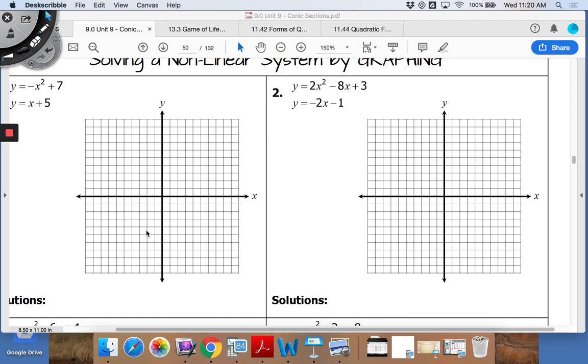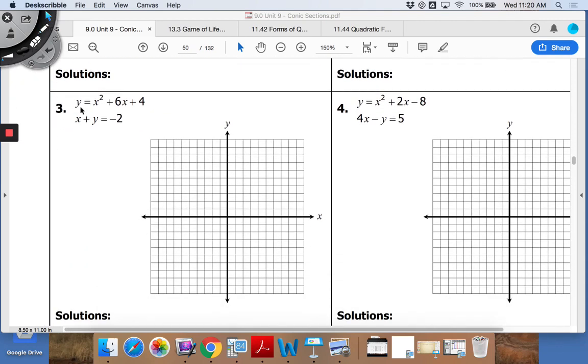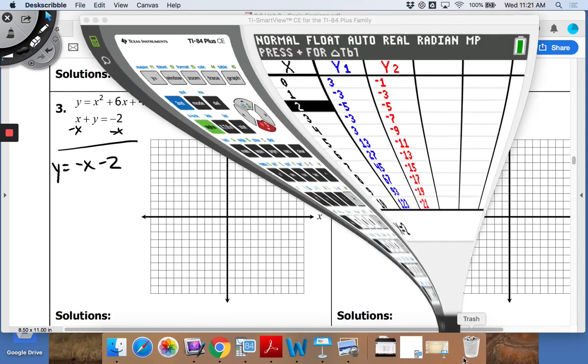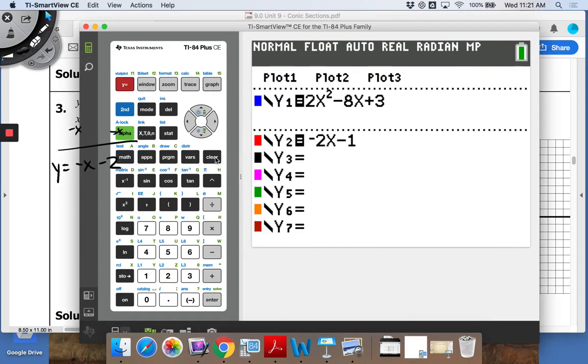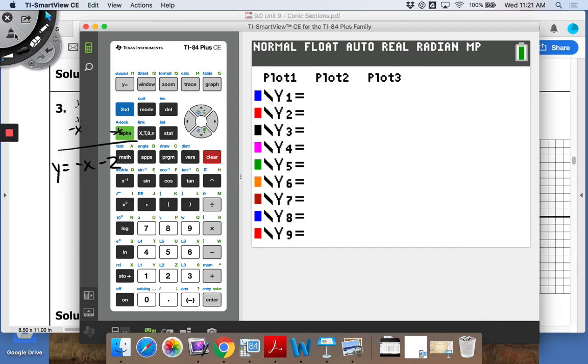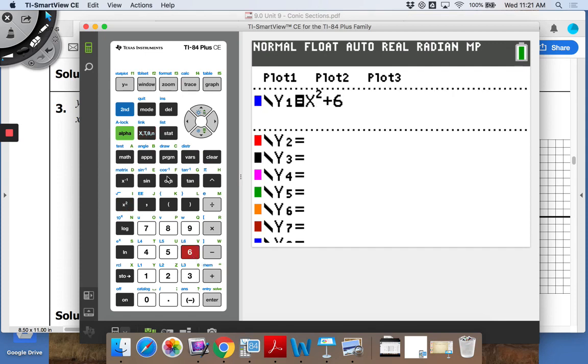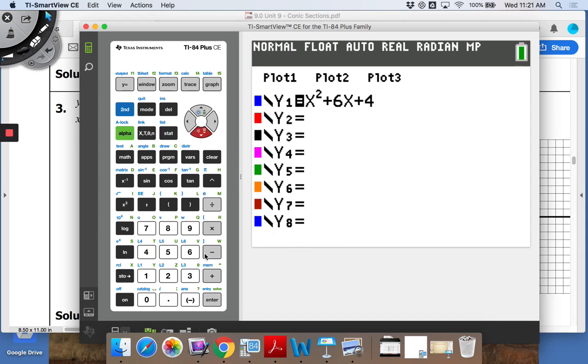Then I'm going to show you another way. So number 3, this one, the parabola is in y equals. This is not in y equals. To put it in y equals, I would subtract x, so we get y equals negative x minus 2. So I'm going to go into my calculator, go to y equals, clear them out, and type in my first one, x squared plus 6x plus 4, and then y equals negative x minus 2.